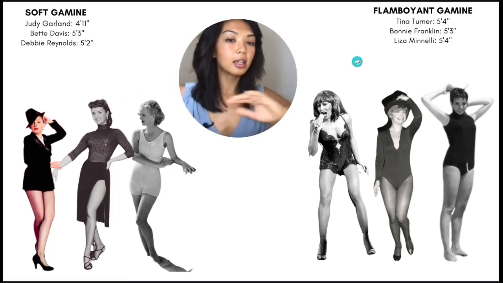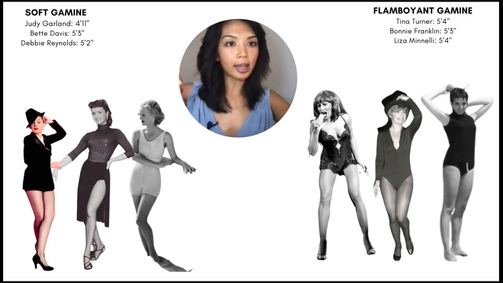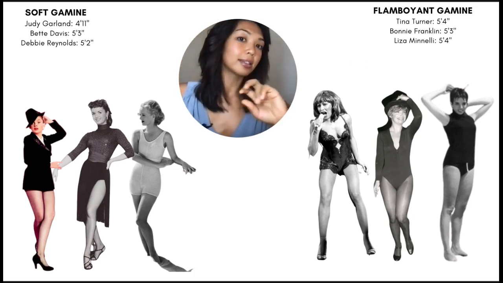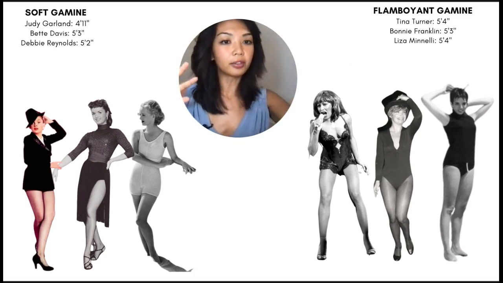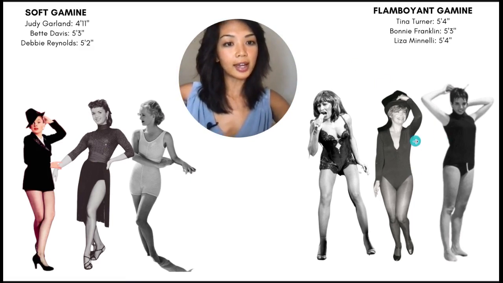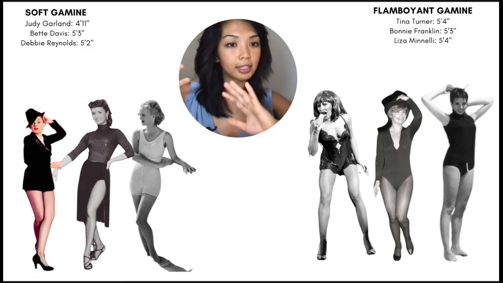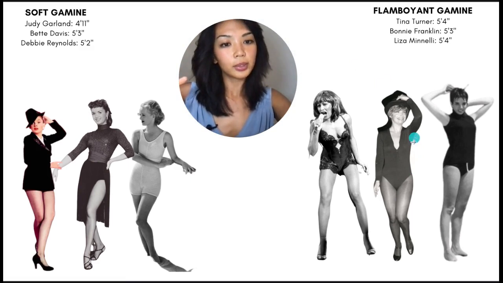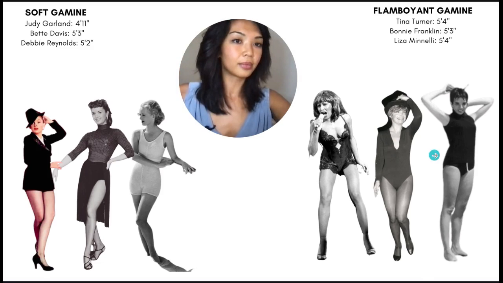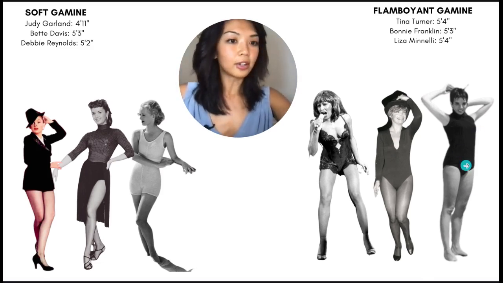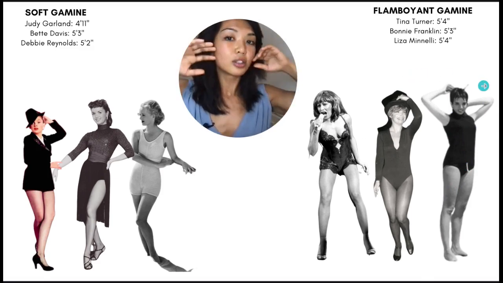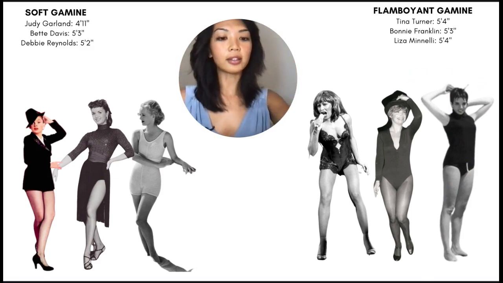Flamboyant gamines, we have Tina Turner at 5'4", known for her amazing defined legs despite being slightly petite. Bonnie Franklin, not as well defined, again, spectrum, but we still see that straightness, that elongation, that streamlined nature. Liza Minnelli, very long limbs, streamlined torso, and they all have that sculpted quality to their face.